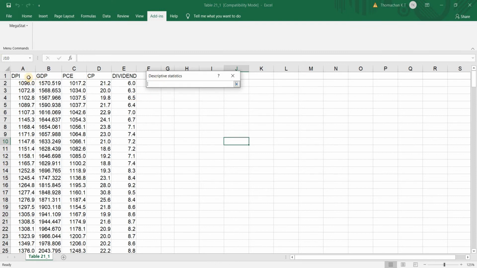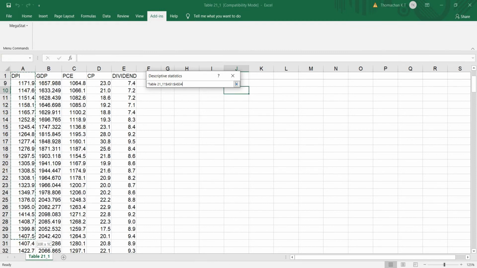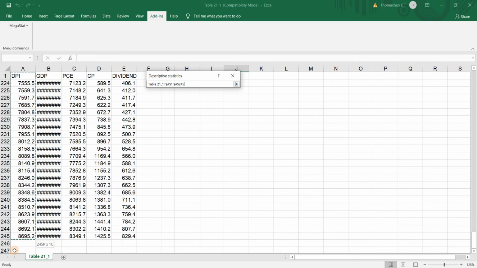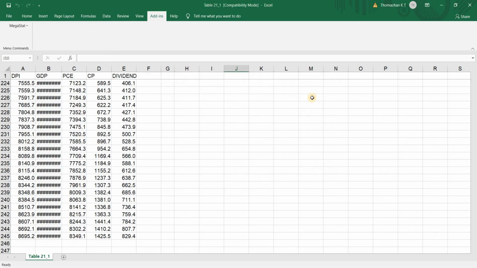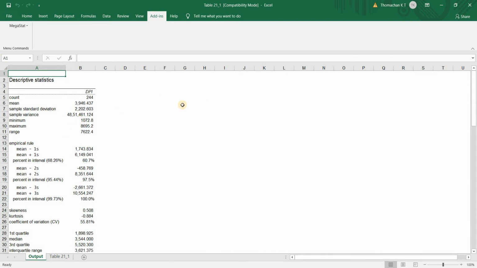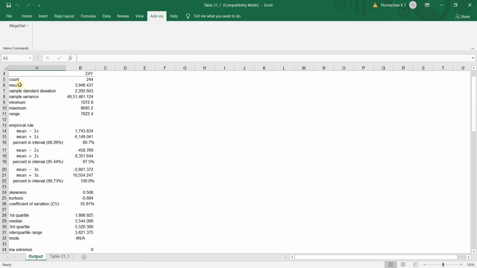So I consider the variable DPI to explain these descriptive measures. A total of 244 observations. I just click OK. Let us see what are the items which will turn up. Count 244, mean 3946, sample standard deviation, sample variance, minimum value is 1072, maximum is 8695.2, range is given.